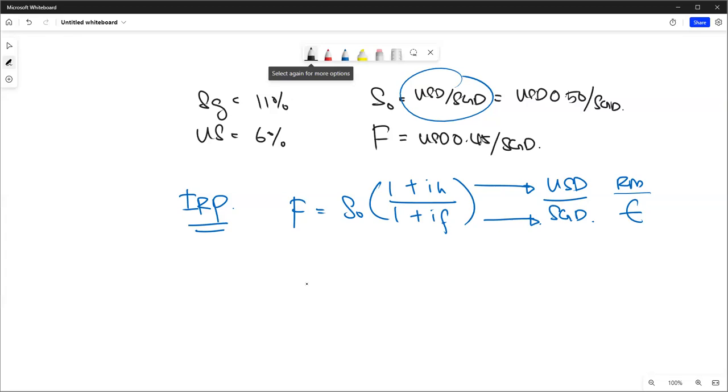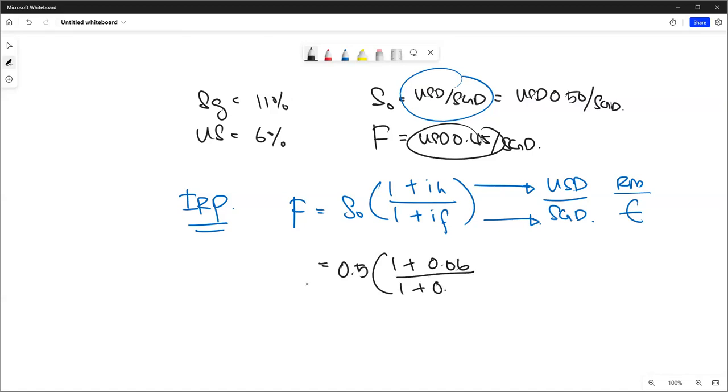You want to find the future value. So you fill it in. Spot exchange rate is 50 cents, 0.5. 1 plus the interest of home country, that means on top, USD, 6%, 0.06, over 1 plus 0.11. So you'll have 0.5 multiplied by 1.06 over 1.11. This gives you a value of 0.478.